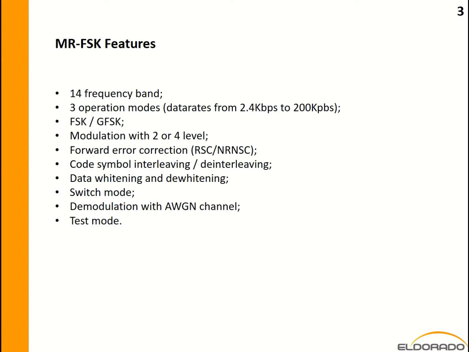Features. Here are the features of the MR-FSK covered in this verification: 14 frequencies, 3 operating modes, covering data rates from 2.4 up to 200 kilobits per second. There is a fourth operation mode in the two regions of Japan that use 400 kilobits per second, but both in 4FSK. 2FSK and 2GFSK modulation and demodulation. The 4FSK functionality is being implemented in the design.